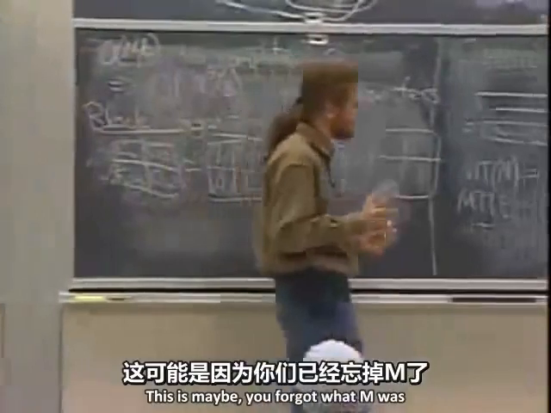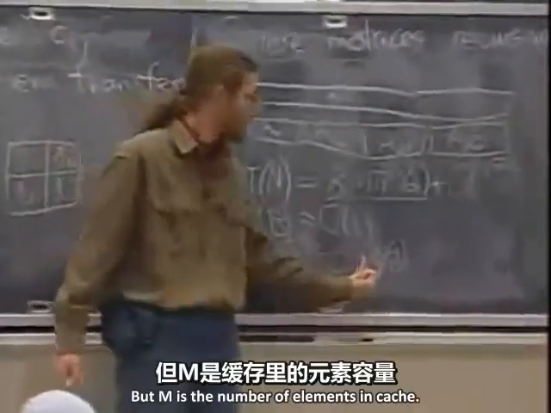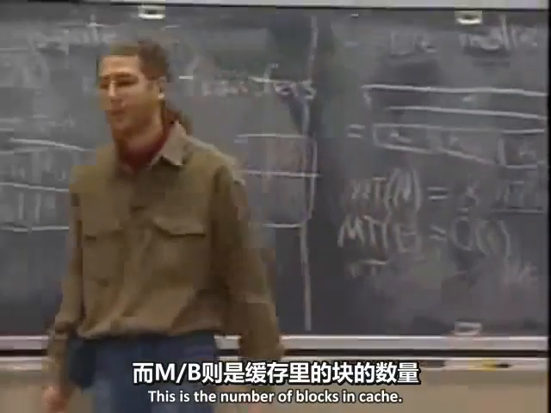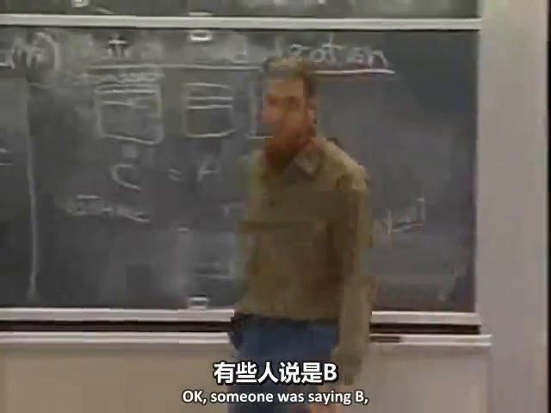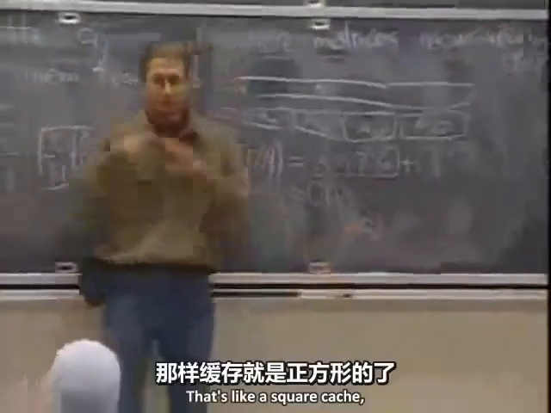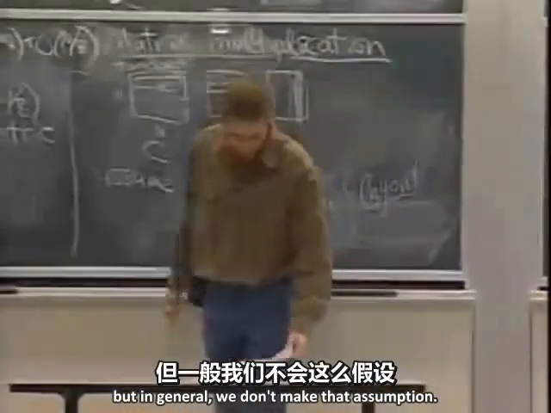Okay? Maybe you forgot what M was, because we haven't used it for a long time. But M is the number of elements in cache. This is the number of blocks in cache. Someone was saying B, and it's reasonable to assume that M over B is about B. That's like a square cache. But in general, we don't make that assumption.